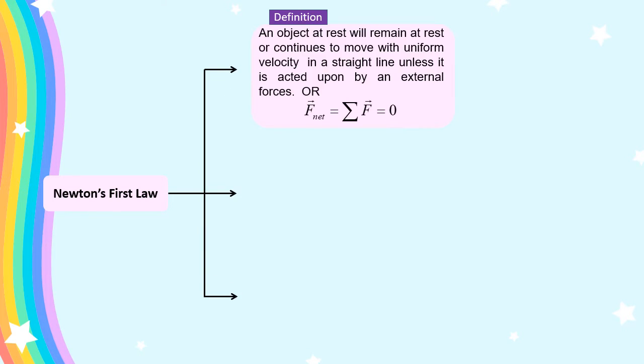Newton's first law states that an object at rest will remain at rest, or continues to move with uniform velocity in a straight line, unless it is acted upon by an external force, or net force, total F equal to 0.